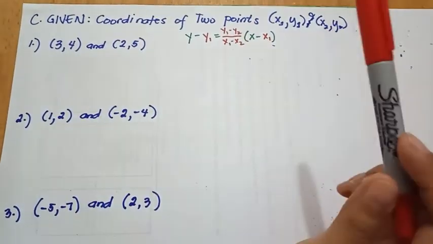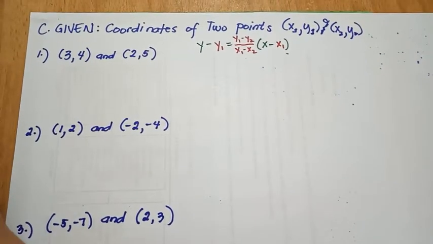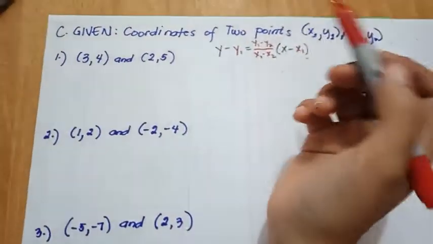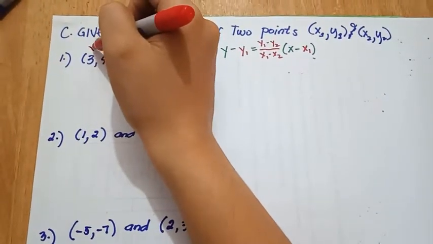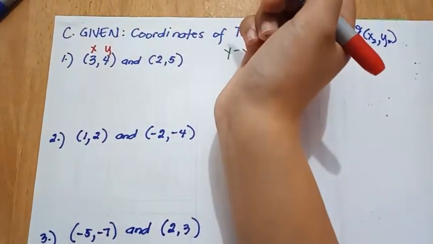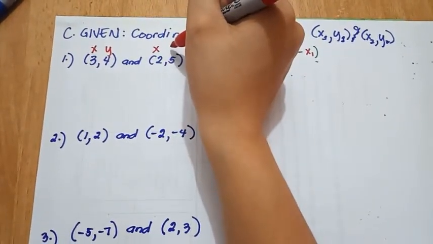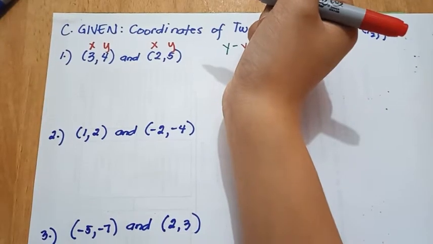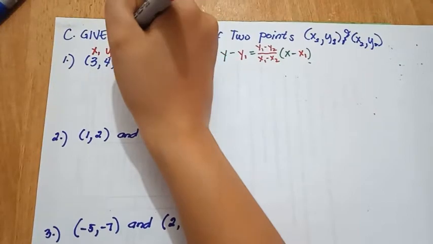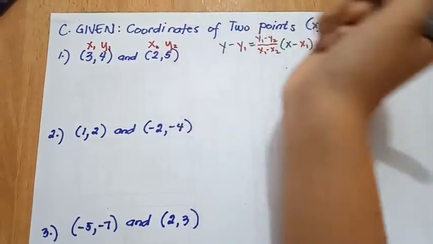using this formula. So if you solve for slope, let's say for number 1, we have (3, 4) and (2, 5). You should always remember that the first coordinate will be your x, the second coordinate will be your y, and since you have 2 points, you have to assign which one will be your x sub 1 and y sub 1. So on our given, let us use the first point as x sub 1, y sub 1, and the second one as x sub 2, y sub 2.